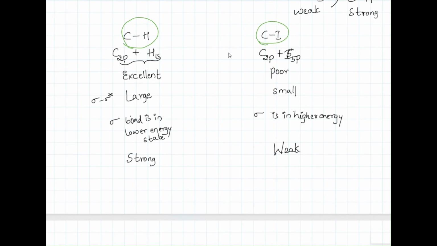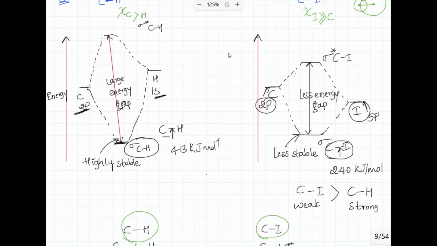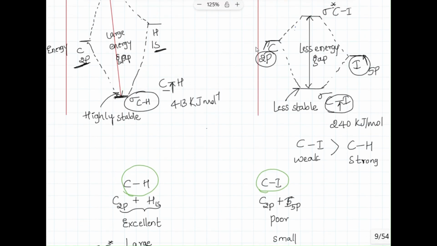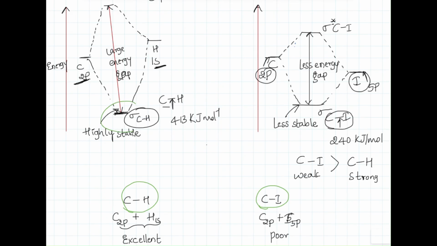On the molecular orbital diagram, we can also say which bond is stronger and which bond is weak. With all these, we get to know that if bond energy is less, it will form a more stable bond. Here the carbon hydrogen bond energy is less. That means it is highly stable.